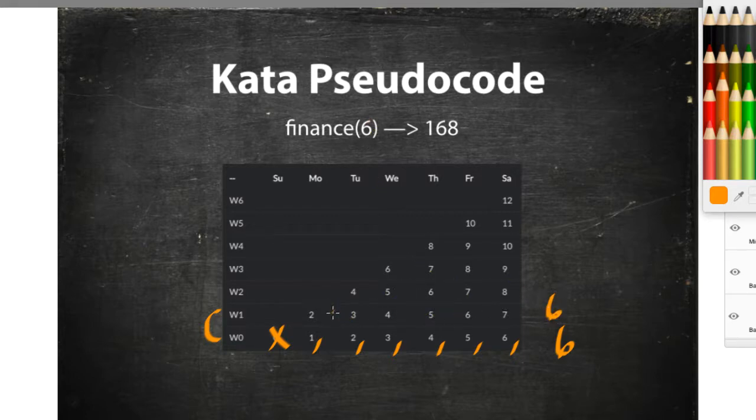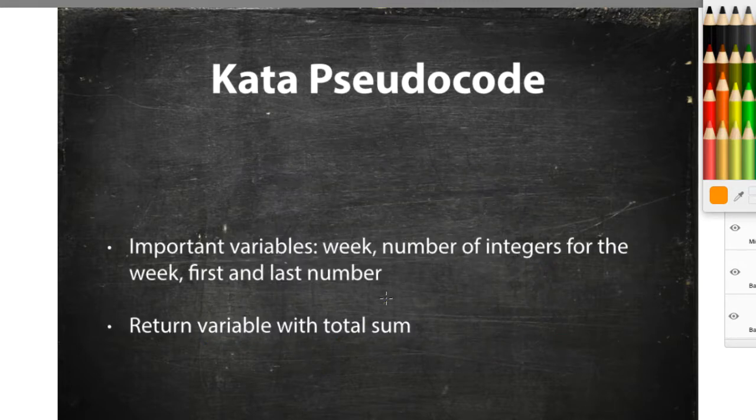And in the program, we're going to say, okay, the third week, that's when we need to start subtracting. So we'll say -1, and it's going to be 5, 4, 3, 2, 1, and so on. And so that's what we have to do for the number of integers for the week. For the rest, we already talked about. We have the first and the last number. And we need to return the variable with a total sum.